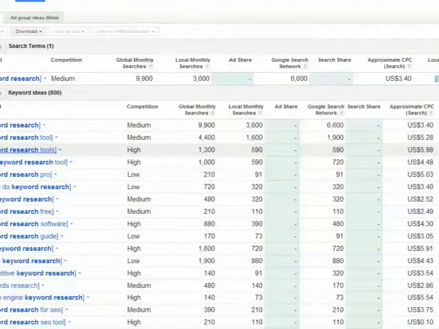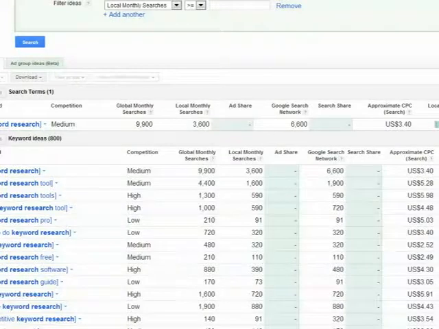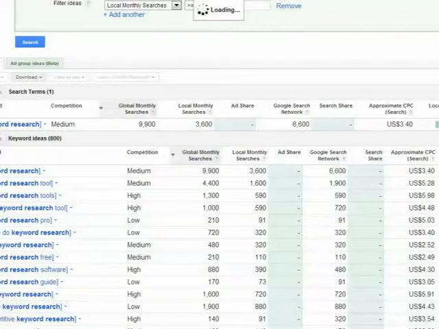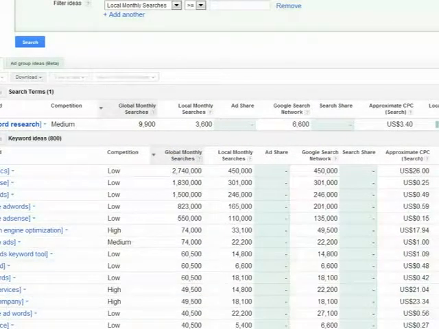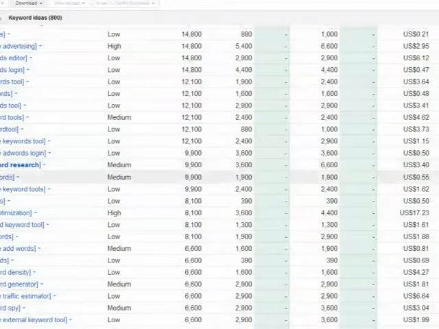You're going to get 800 results because you signed in with your Google account. If you don't sign in, you're not going to get that many. I'm not really sure what the number is, but it won't be 800. What you want to look at is the global monthly searches and the local monthly searches. I like to sort the global monthly searches from the highest to the lowest, and then you can just start scrolling down and looking.